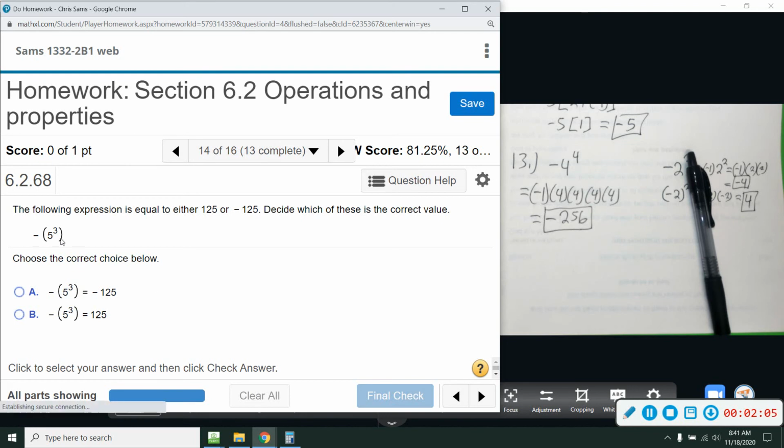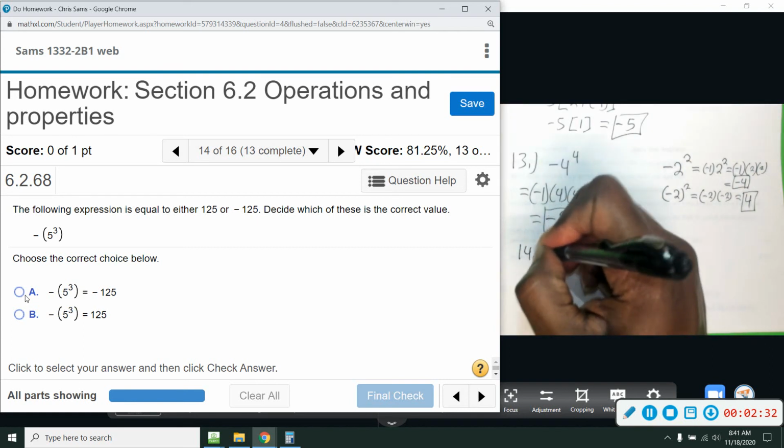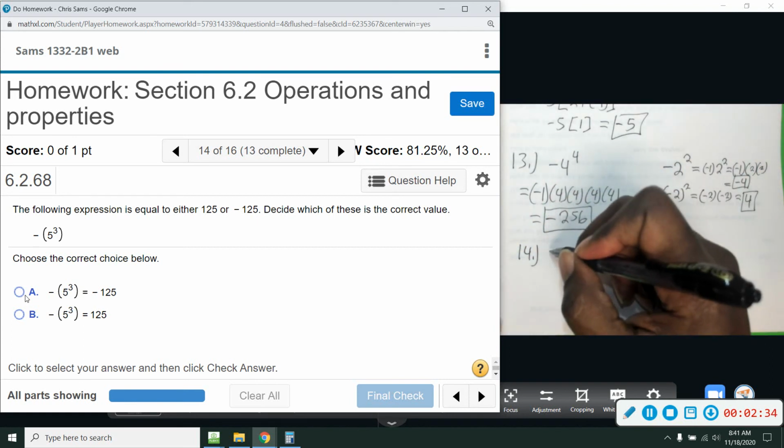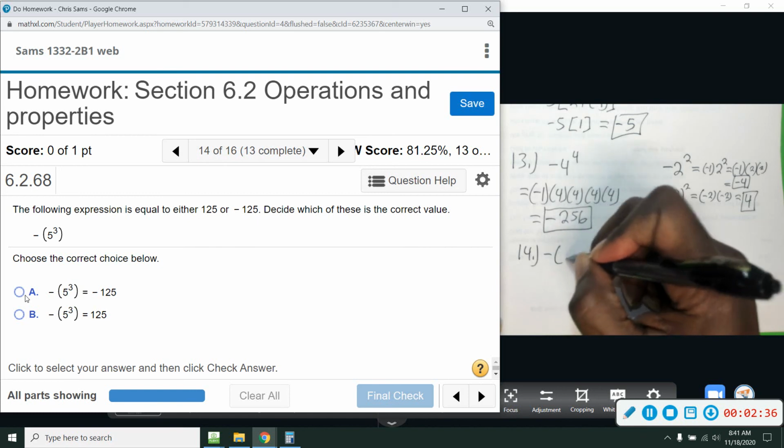All right, this one, the following expression is either equal to 125 or -125. Decide which is correct. Okay, so because this negative is on the outside, it is not being affected by the power. Even if it were on the inside, there's an odd number of negatives, so it will be negative either way. So if you evaluate this problem, and it doesn't matter which way it was, even if right now it's like this.